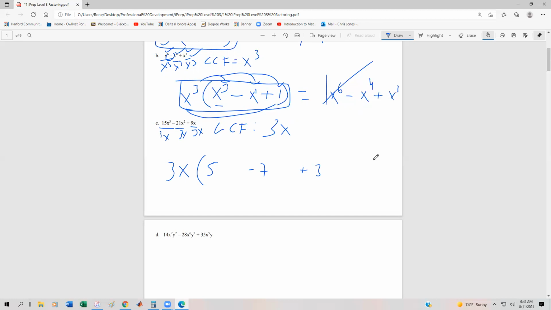So x cubed divided by x squared is going to be, or sorry, x cubed divided by x is going to be x squared. X squared divided by x is going to be a single x, and then these x's in the last term are going to cancel out. And then this is our factored polynomial.